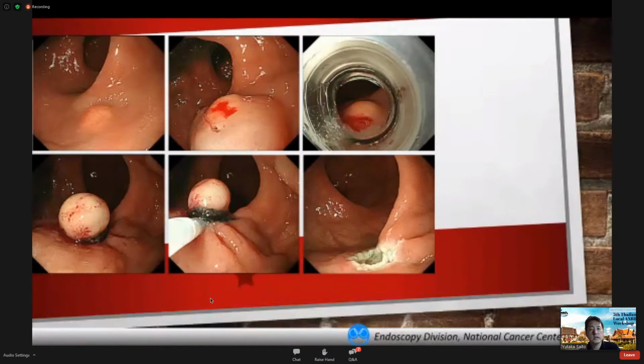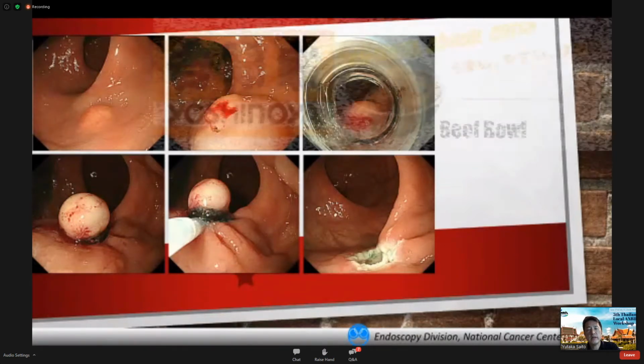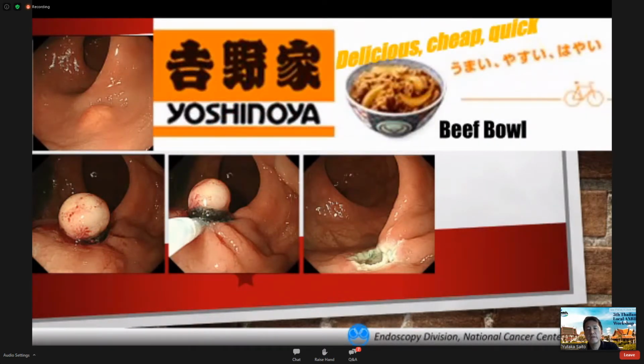Well, this is a small SMT, yellowish color, less than 1 centimeter. After submucosal injection, we attach the ligation device and band it, and resect under this band. The resection was completed in less than 3 minutes by day surgery. And this EMR technique is really nice, cheap, quick, like Yoshinoya beef bowl.